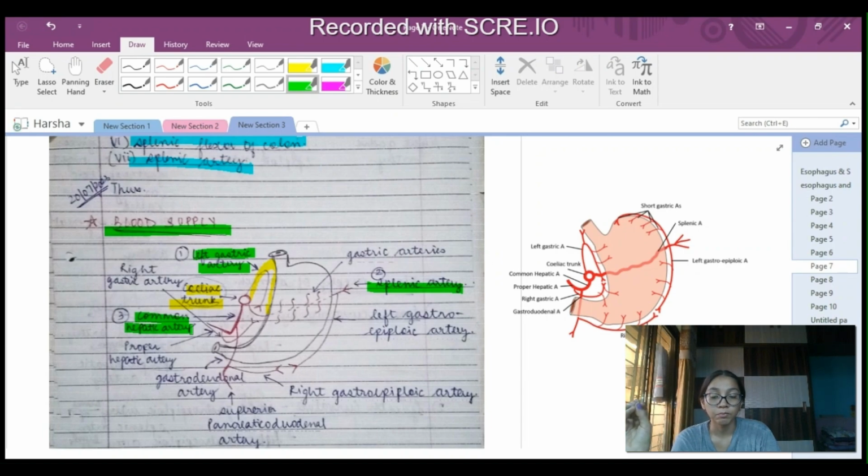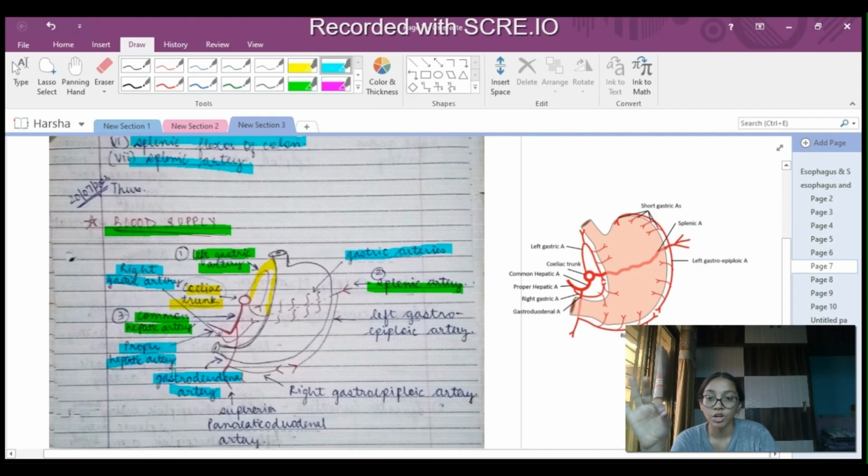Now there are further sub branches of these arteries. Firstly, the splenic artery further gives smaller arteries which spread throughout the fundus part of the stomach, and they are known as gastric arteries. Then the common hepatic artery further gives three branches: the proper hepatic artery, the right gastric artery, and the gastroduodenal artery.